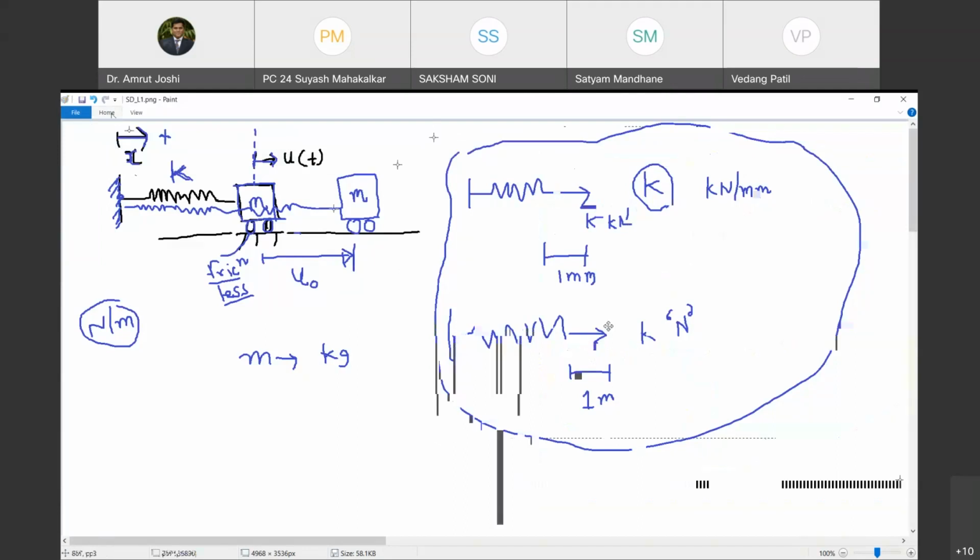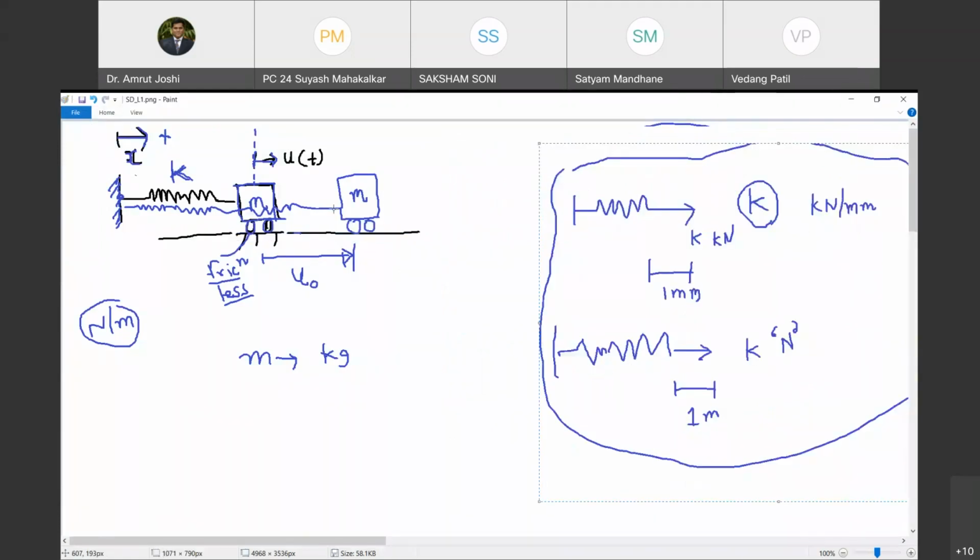Are you with me, sir? Yes, sir. You have applied an external force by which you have taken this block M towards the right through distance u0. But what is the consequence? What will the spring do? It will try to pull the block back to its original or mean position.